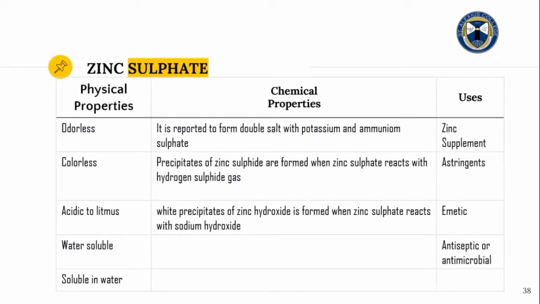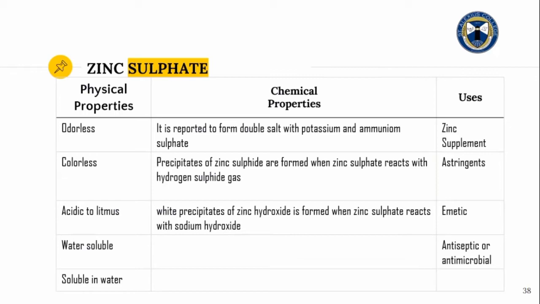The zinc sulfate is odorless in nature and has a metallic taste. It occurs as a colorless transparent crystal having a needle or prismatic shape. It is soluble in water and glycerin but insoluble in alcohol. And its aqueous solution is acidic to litmus. For the chemical properties, it is reported to form double salt with potassium ammonium sulfate.